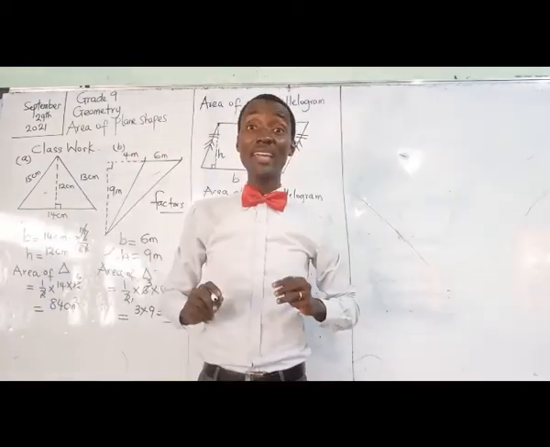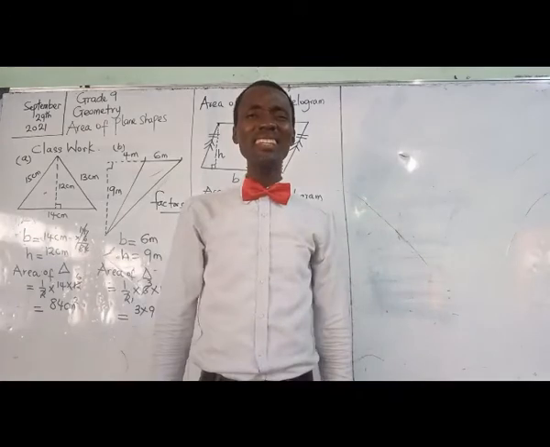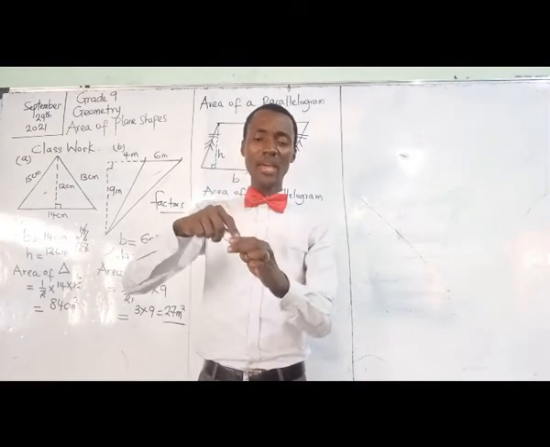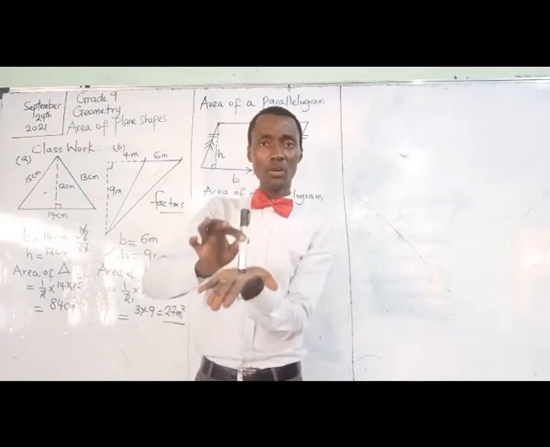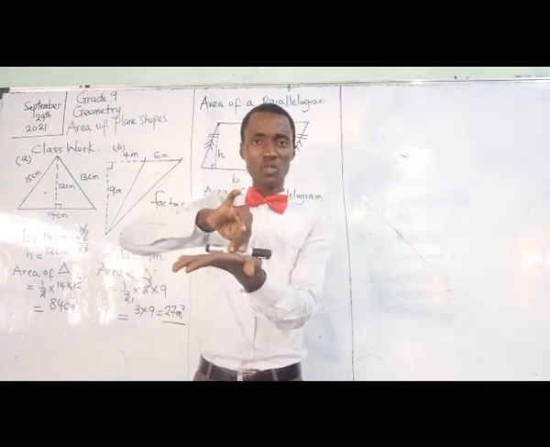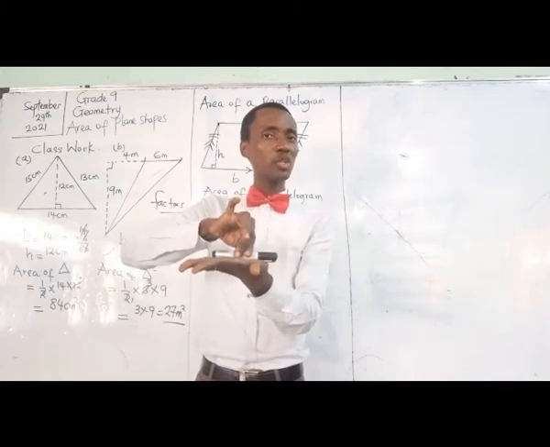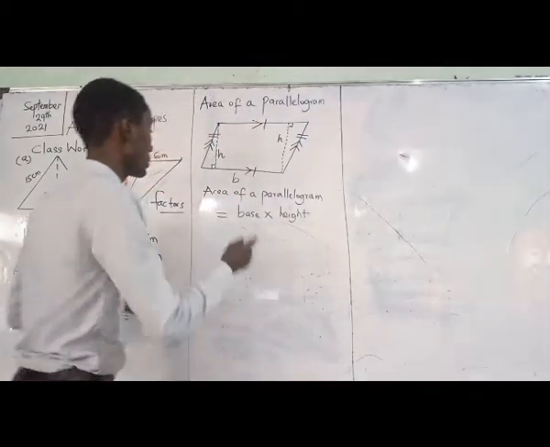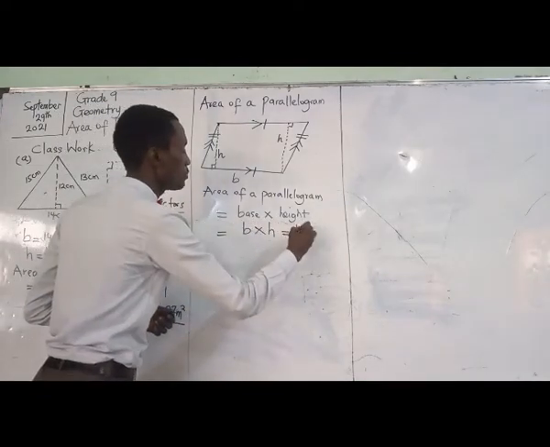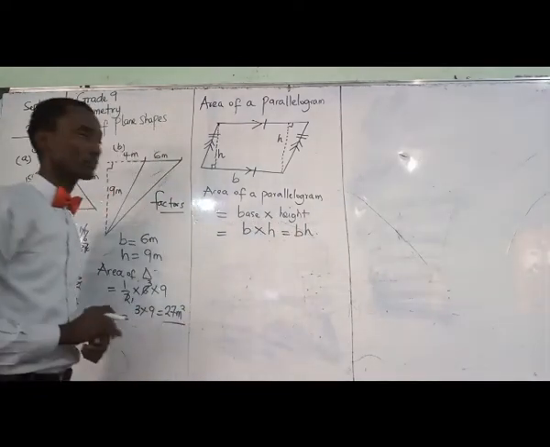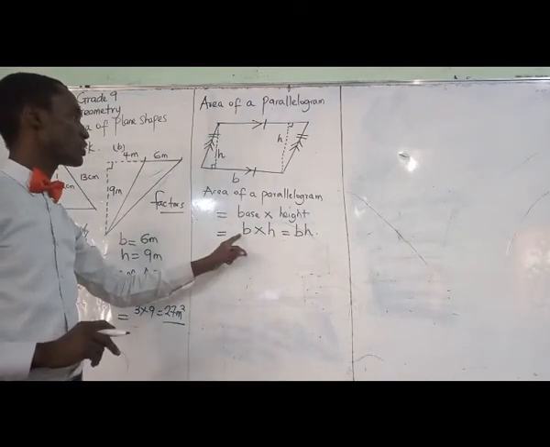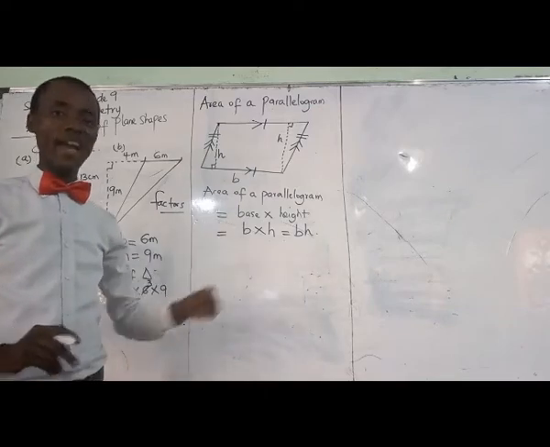What is perpendicular height? It means height that is standing vertically. If I keep a pen like this, it is vertical, very upright. If I keep a pen like this, it is what? Horizontal. You must take note of these concepts. So we'll have that one. This is B times H, which will be BH. So the area of the parallelogram is what? The base times the height.